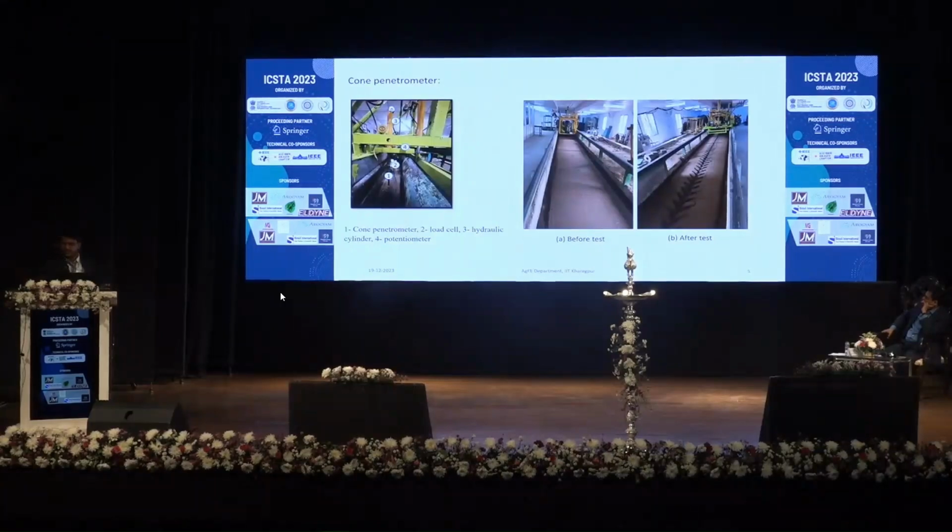To measure the soil strength or cone index value of the soil, we use the standard cone penetrometer. This setup consists of an S-type load cell, a standard cone penetrometer, a hydraulic cylinder, and a potentiometer. These images show the before test and after test. Before the test we measure the cone index value, and after the test, the difference between before and after, divided by before, gives the level of soil compaction in percentage.